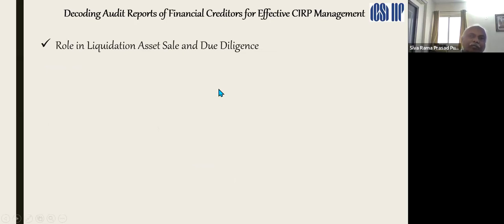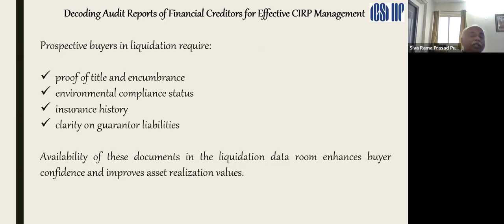Role in liquidation of assets, due diligence. Prospective buyers in the liquidation require proof of title, encumbrance, environmental compliance status, insurance history, and clarity of the guarantor's liability.